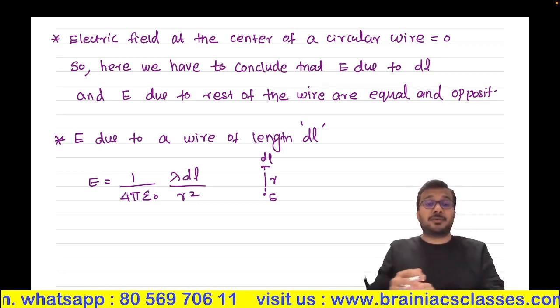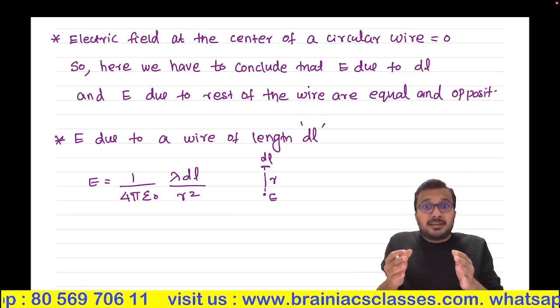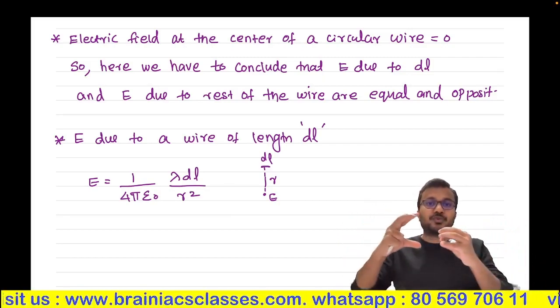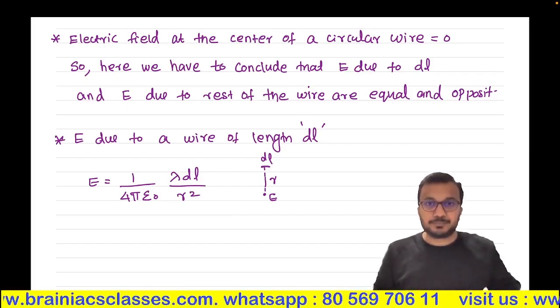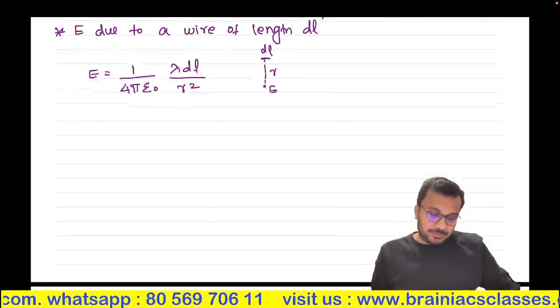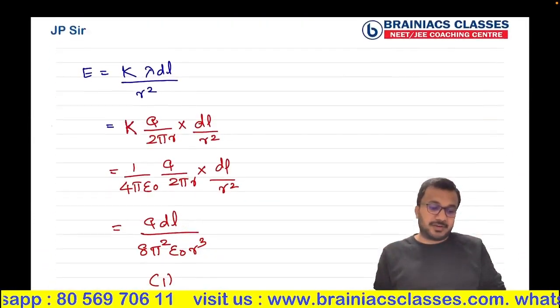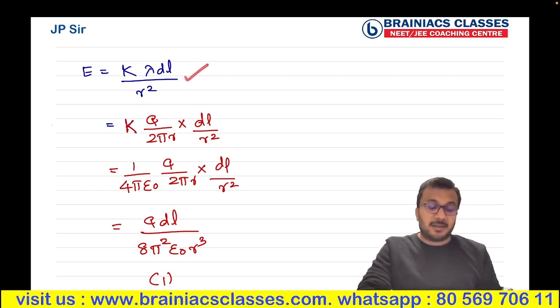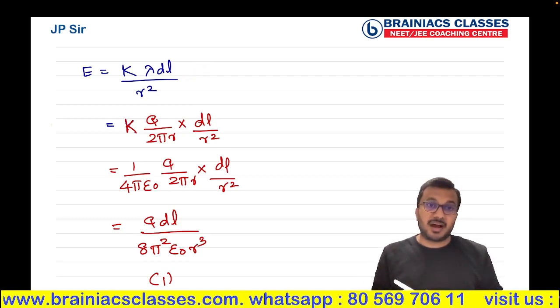So what will be the electric field for the bigger piece of the wire? It is equal to that of the small piece, but they act in the opposite direction. Now based on this, we are going to find the electric field due to a small piece of the wire, that is K lambda dl divided by r square.